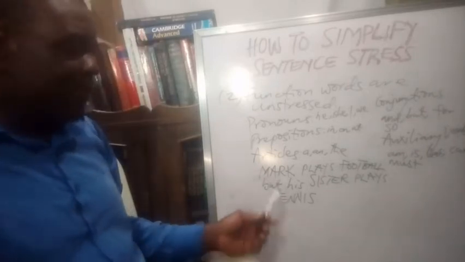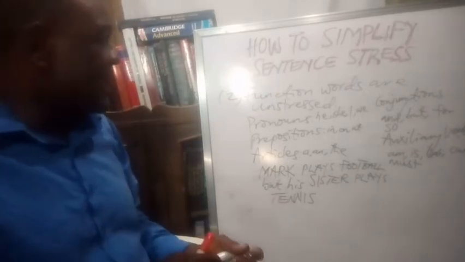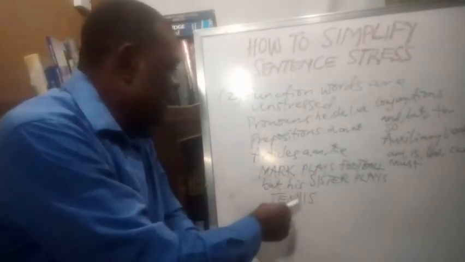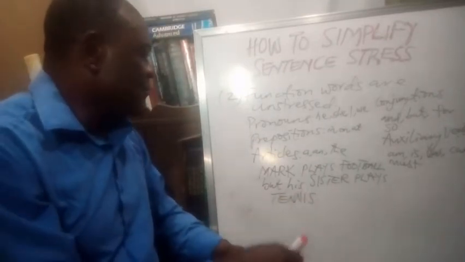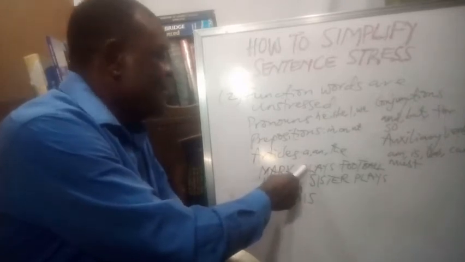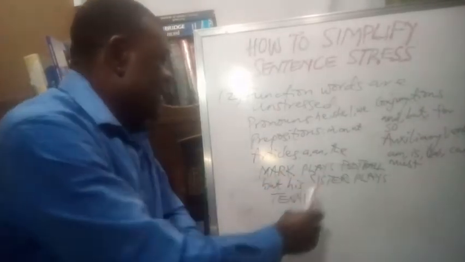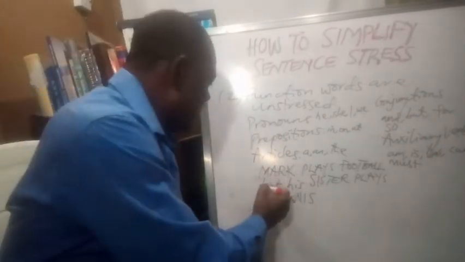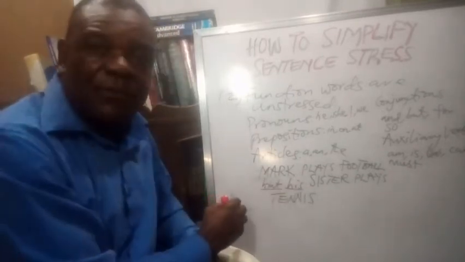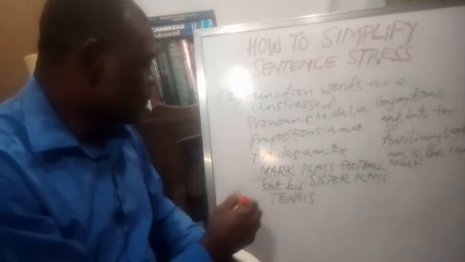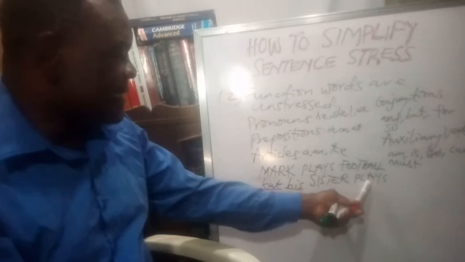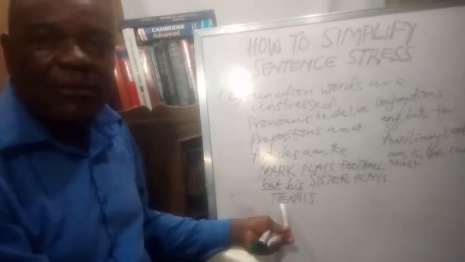Let's look at this example. Let's identify the function words. Mark plays football, but his sister plays tennis. Now, Mark is a content word, plays is a verb, a content word. Football is a noun, a content word. Then this is a conjunction, but, which is a function word. His is a pronoun, a function word. Then sister is a noun, content word. Plays again is a verb, content word. Tennis is a noun, content word.